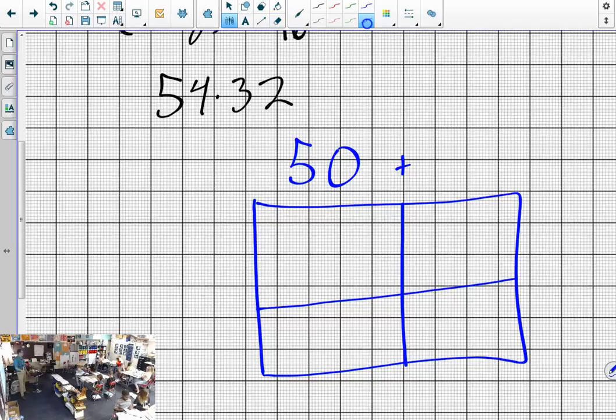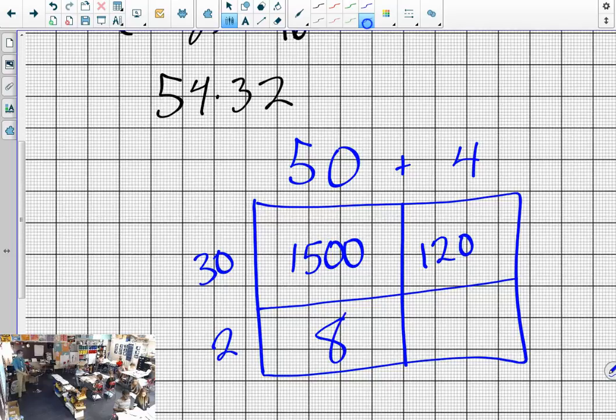So when I break the number, I'm saying this is really 50 and 4. This is really 30 and 2. Easiest thing to do, multiply the numbers, carry the zeros. 3 times 5, 15, 2 zeros, 15 and 2 zeros. That's what makes a generic rectangle so easy. 4 times 3, 12, 1 zero. 4 times 2, just 8, no zeros.